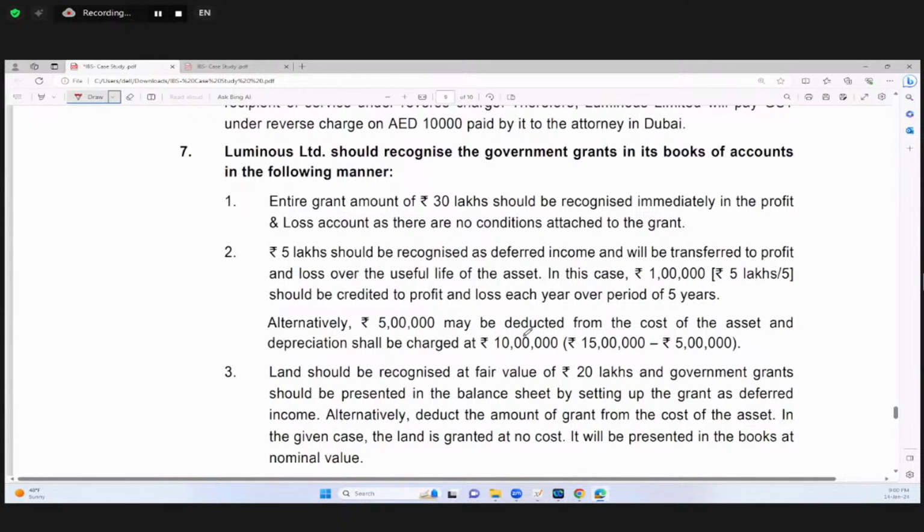And the second method for this particular grant is to reduce the cost of the asset. Your cost of the asset was 15 lakhs, and out of that 15 lakh, 5 lakh was reduced, so the net cost of the asset which will appear in the balance sheet will be 10 lakh less depreciation. So depreciation will be on the reduced cost of the asset, and reduced cost will be cost less government grant.